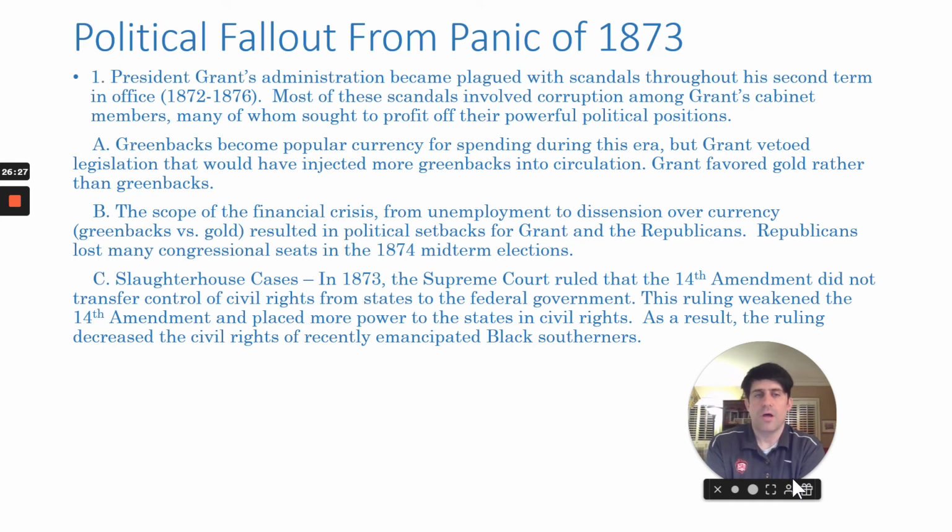This ruling really weakens the effect of the 14th Amendment because it gives more power to the states in matters of civil rights, and that directly impacts recently emancipated black Southerners, as now all of a sudden their civil rights hinge on state politics and state governments rather than the federal government. In the South, the state governments were beginning to be reclaimed by Southern Democrats during this time period at the local and state level.